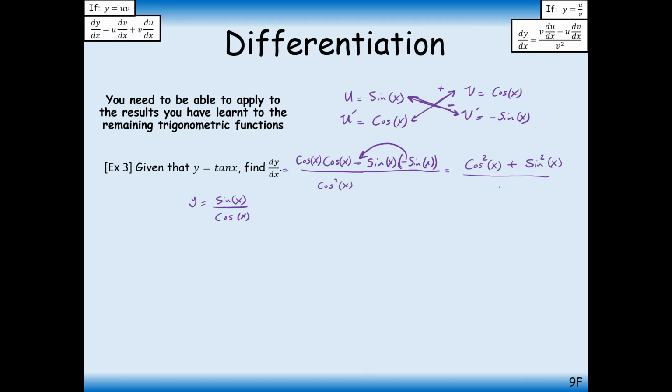Now, if you remember your trigonometric identities, the numerator here simplifies to 1, no matter what the angle is. So we'll have basically 1 over cos squared of x, which can be written in other words as secant of x squared, right? So our dy by dx, whenever y is tan of x, is secant squared of x. So with that, I'll see you in the next video.